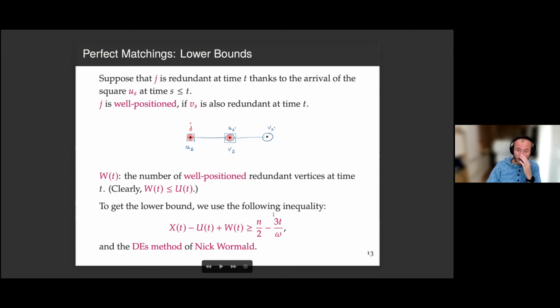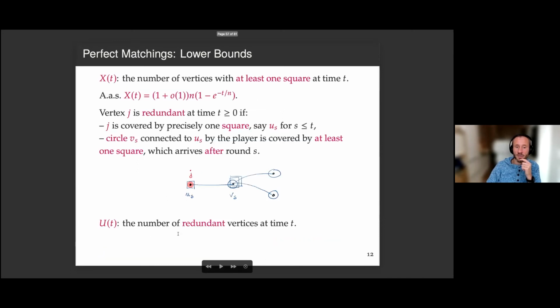We're not really aiming for a perfect matching, we're aiming for a near perfect matching, but numerically again, it's the same because this term is going to be negligible, of smaller order than half n. And again, the differential equation method kicks in, and the function g that we've seen earlier, I don't know, a long time ago now.